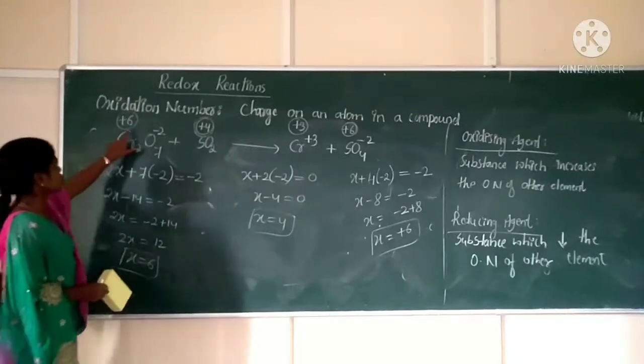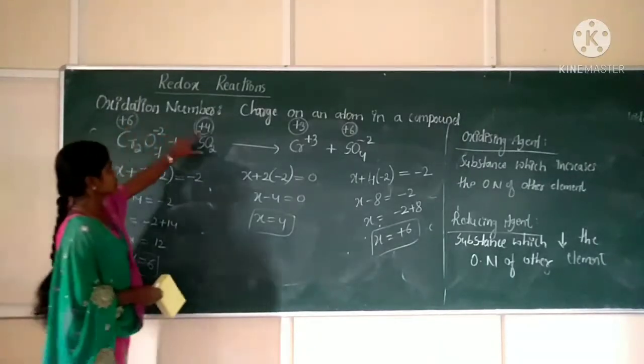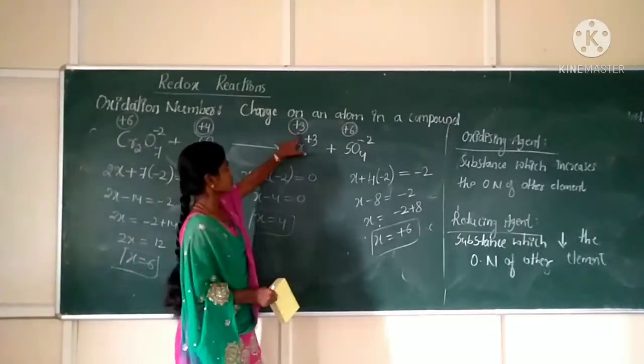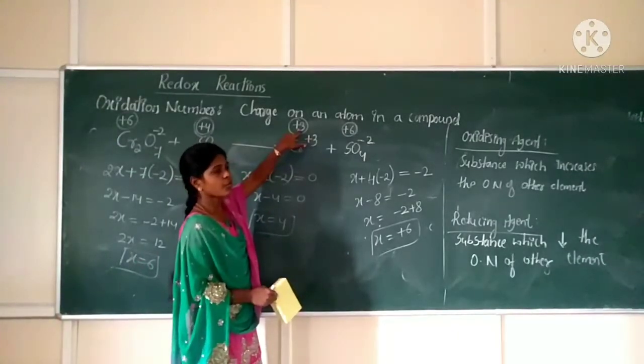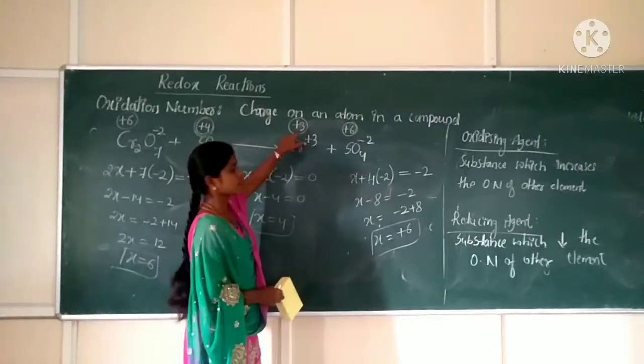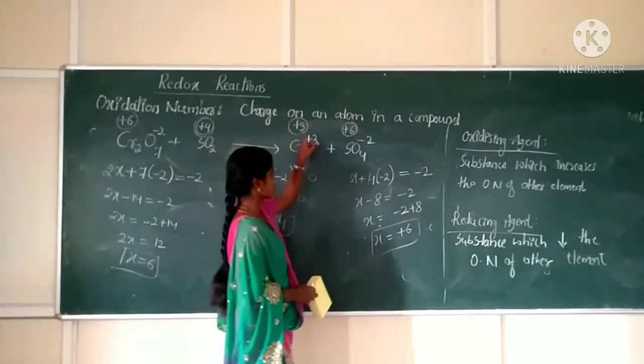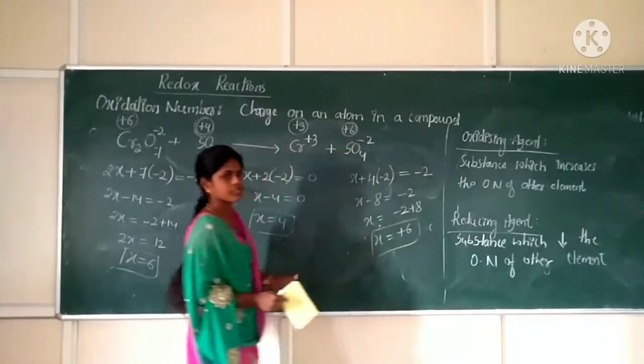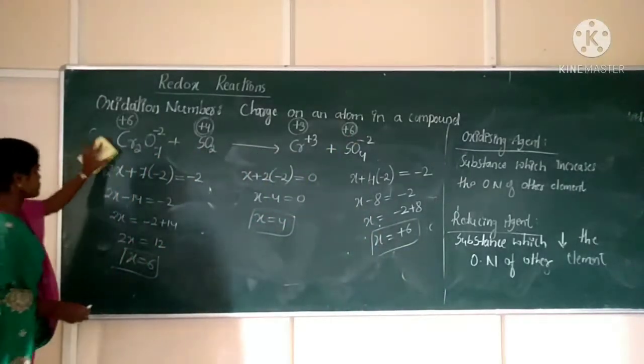Clear? Chromium oxidation state is plus 6. Sulfur oxidation state is plus 4. From the calculation, chromium oxidation is plus 3. Any monatomic ion having a charge means that will be its oxidation number, plus 3 only. Next, sulfur oxidation state here is plus 6. Okay? Next.